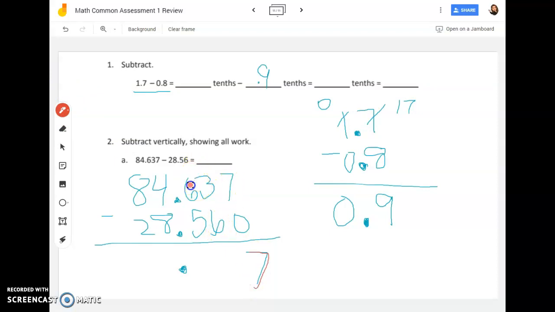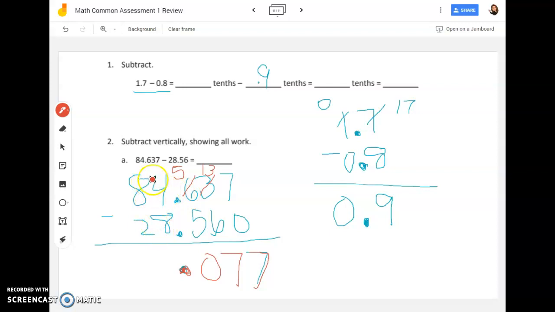I can't do 3 minus 6, so I'm going to borrow. Go next door. I borrow from my 6. I don't have 6 tenths anymore. Now I have 5. But my 3 can become a 13. That's going to allow me to subtract. 13 minus 6 gives me 7. And 5 minus 5 is 0. I already have my decimal in line with the other decimals. They're stacked, one on top of the other. Now I'm ready to keep subtracting.